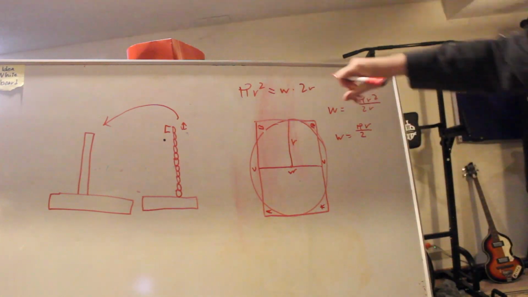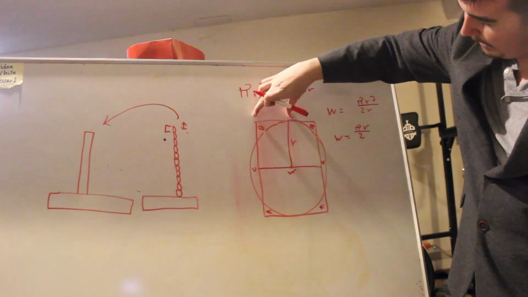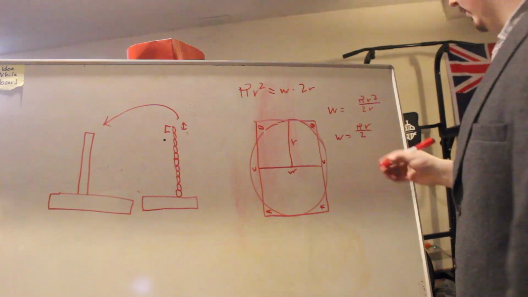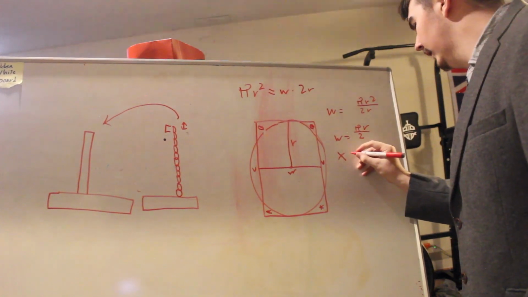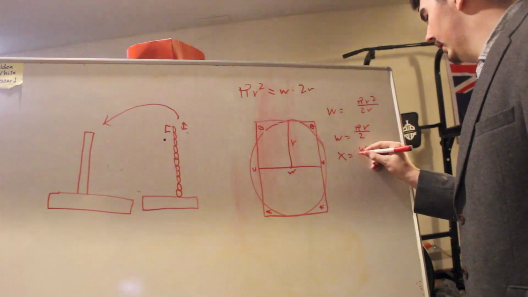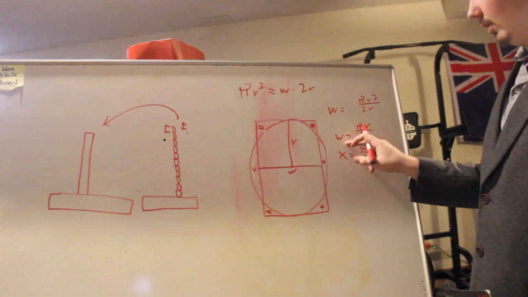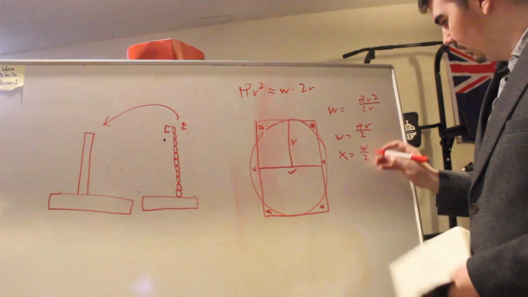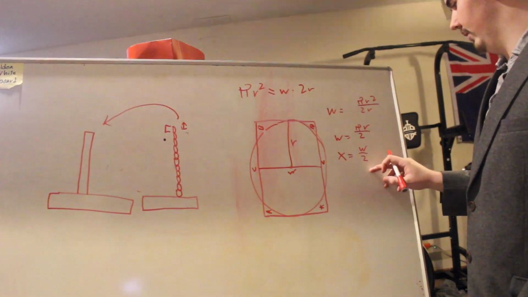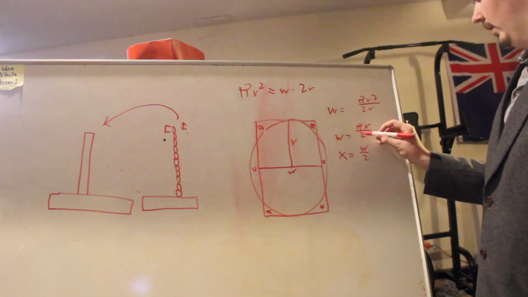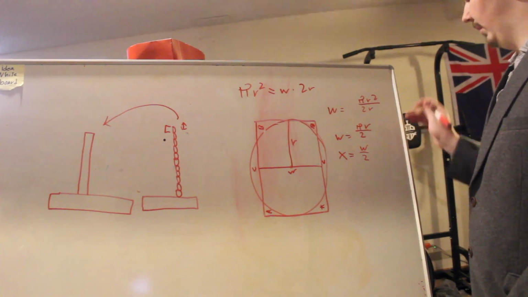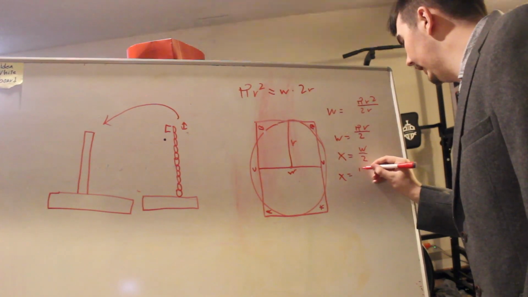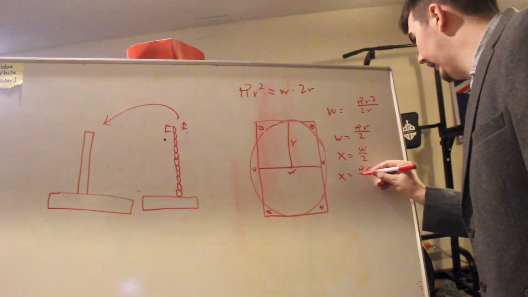In this context, we've defined it as half of this width, the distance from the center. So we know that x is what we're going to call that distance, and x equals w divided by 2. And we have our equation already. We already found w. w equals pi r divided by 2. So if x equals w divided by 2, it's basically pi r divided by 2 divided by 2. But we can combine those factors, and we find that x equals pi r divided by 4.